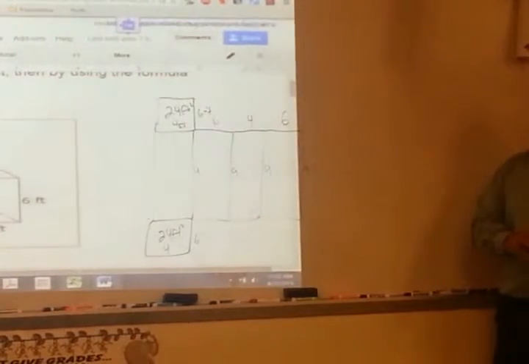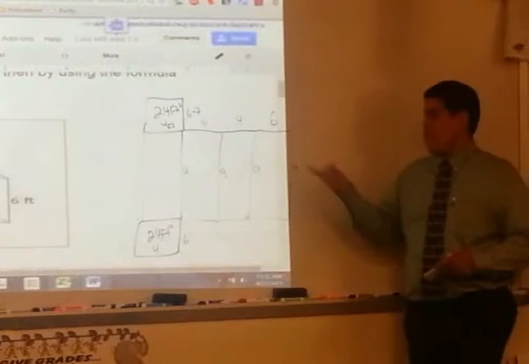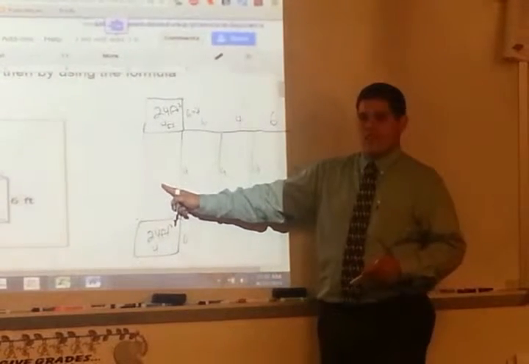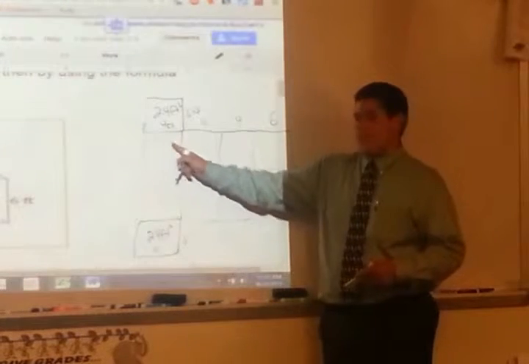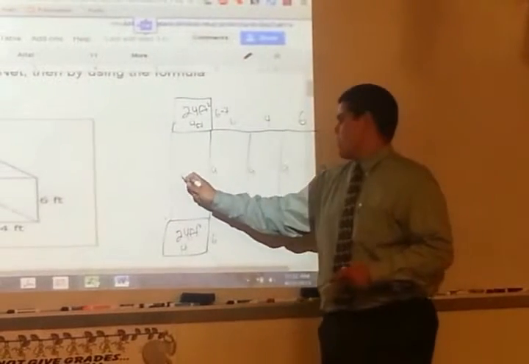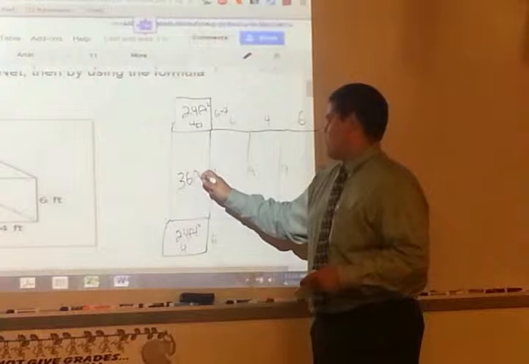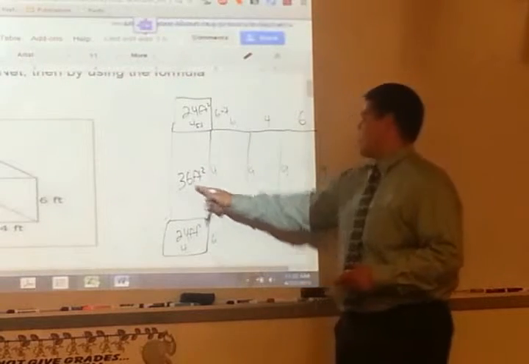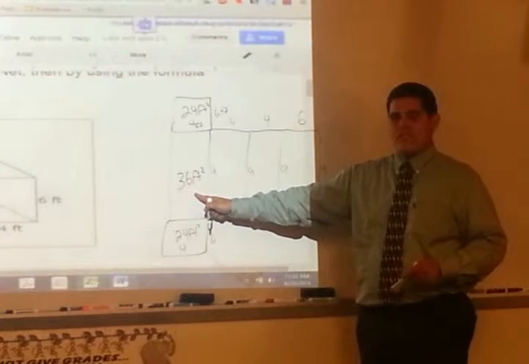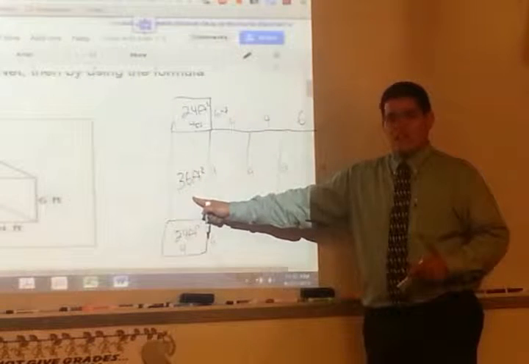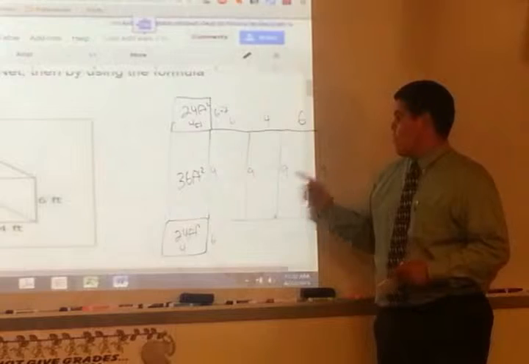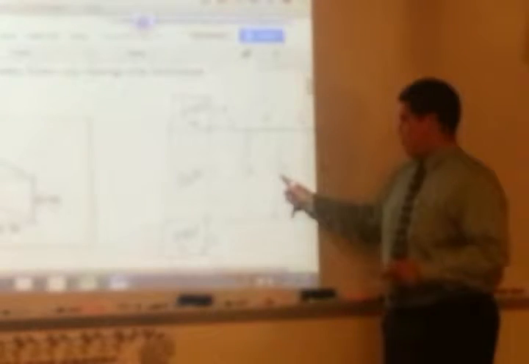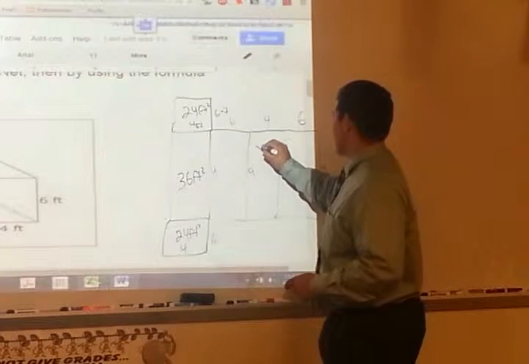Arabella, can you give me an area of another one? For an example, this one here. What is the base of this one? 4. What is the height? 9. So it's 4 times 9, 36 feet squared. Thank you. And is there another rectangle that's the same as this one? This one has a 6 in the base. So which one is it, Joseph? The one in the middle here? Yeah. Okay, so it's 36 as well.